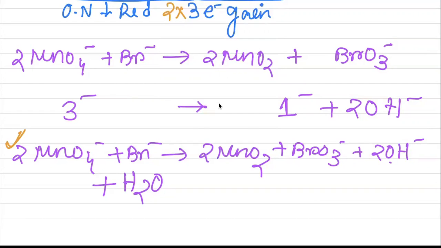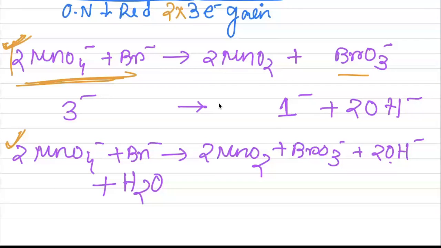Miss, can you explain once why we are adding OH minus and H2O? See, we have to add OH minus to balance the charge on both sides. If you consider this portion, how many negative charges are here? In the reactant side, 3 negative charge, and in the product side, 1 negative charge.